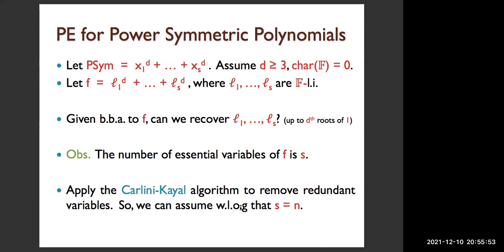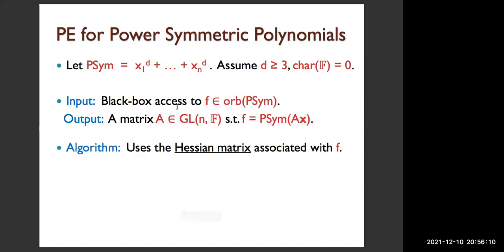So what you can do is apply this Kaltofen-Kayal algorithm to remove redundant variables. And without loss of generality, you can assume henceforth that S and N are the same. So it becomes easier for me to make it precise. From now on, I'll assume S and N are the same. And the problem is the following.